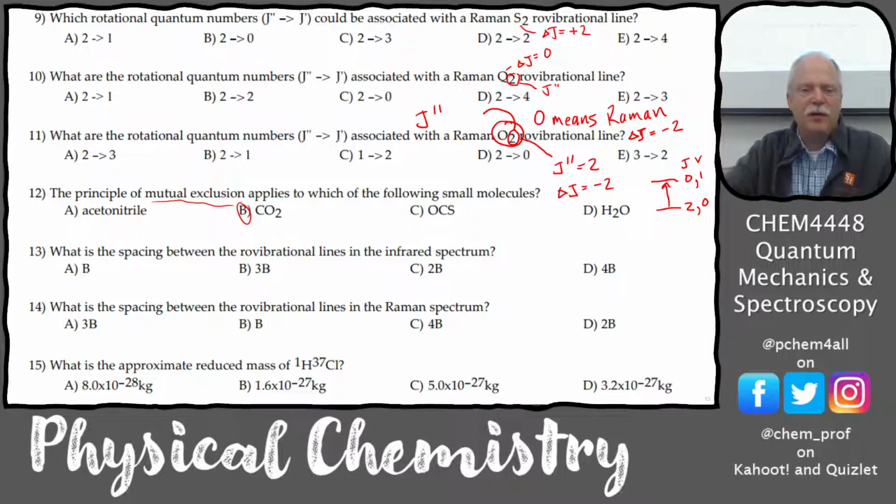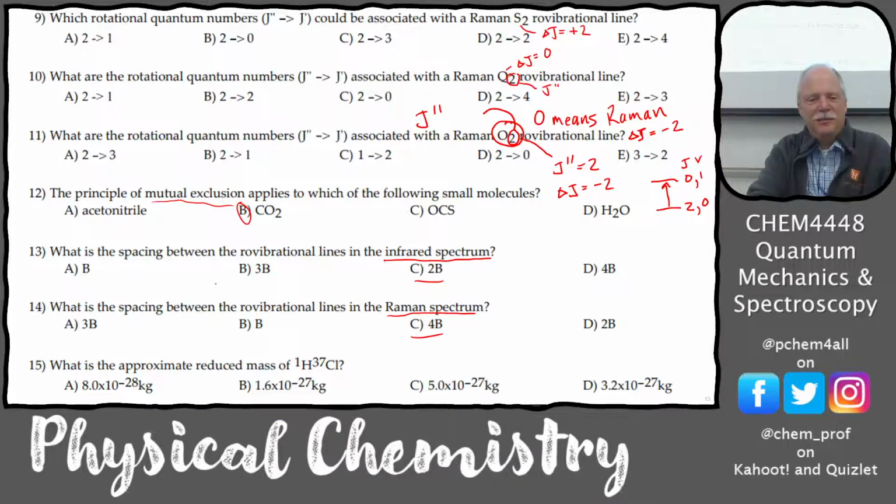Okay, spacing between the rovibrational lines in an infrared spectrum. Think of Hamlet. What did he say? Right, 2B in the infrared, and in the Raman, 4B. Okay, that's great.